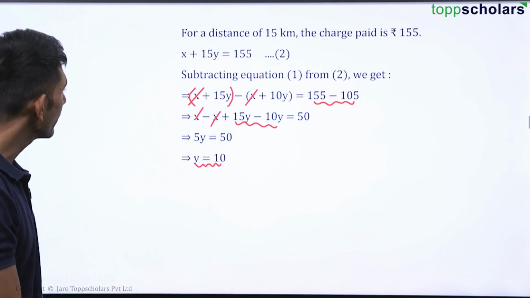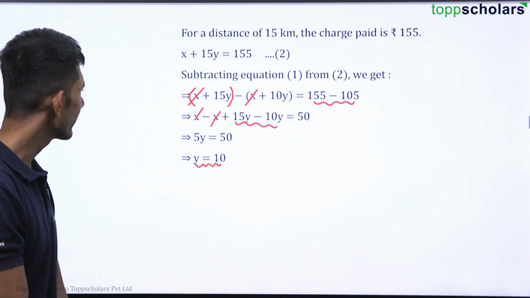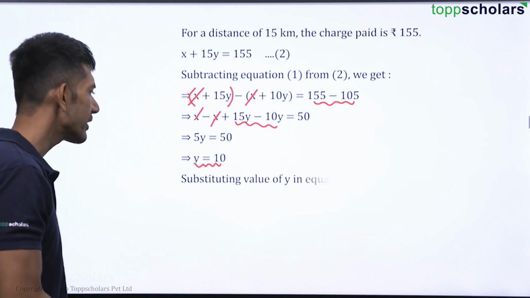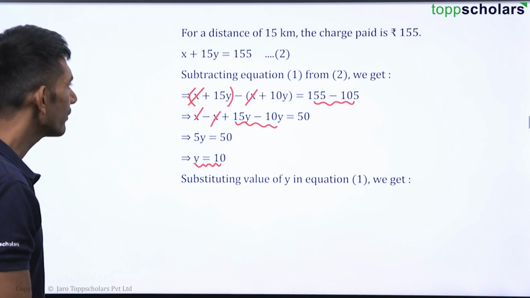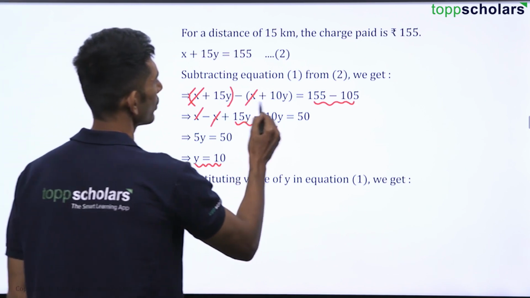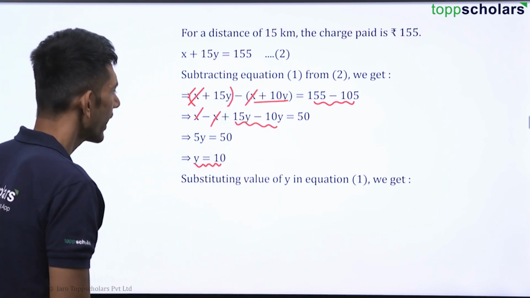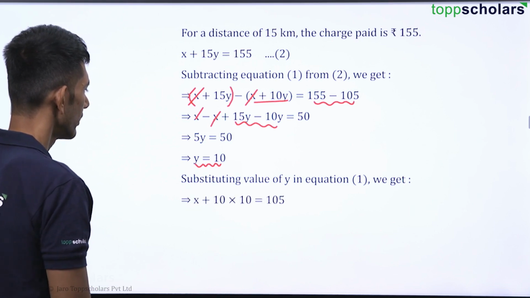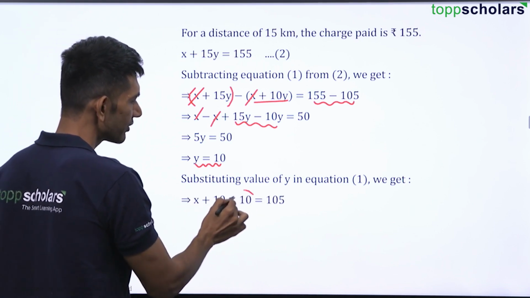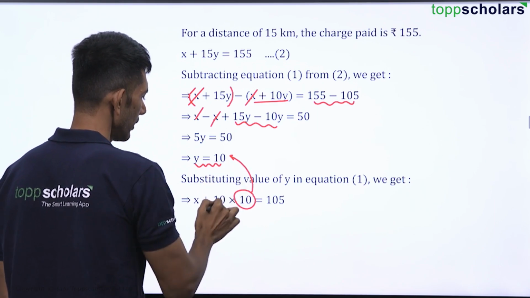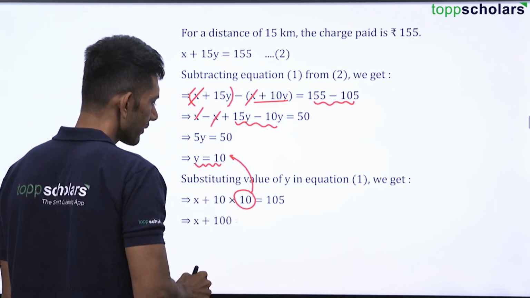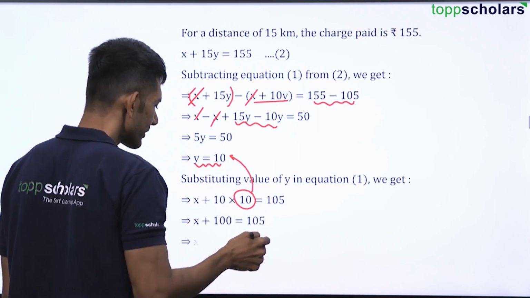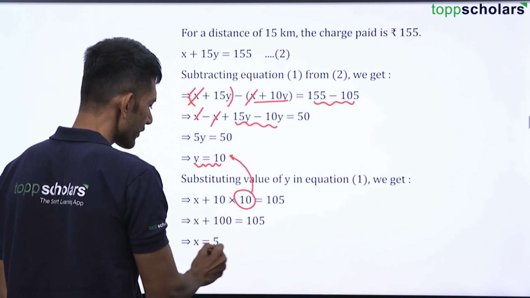Now we have got the value of Y. Can we get the value of X? Yes. Put it back in any of the equations. If I put the value of Y in equation 1, which was X plus 10Y is equal to 105, so X plus 100 is equal to 105. 100 goes on the other side, X is equal to 105 minus 100, which is 5.